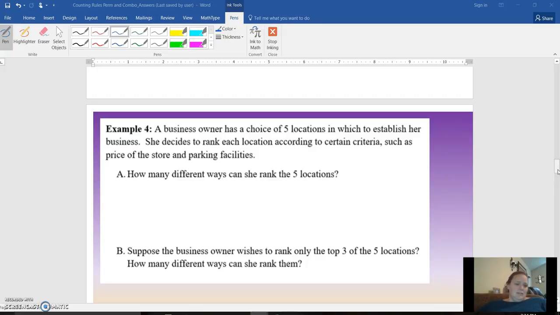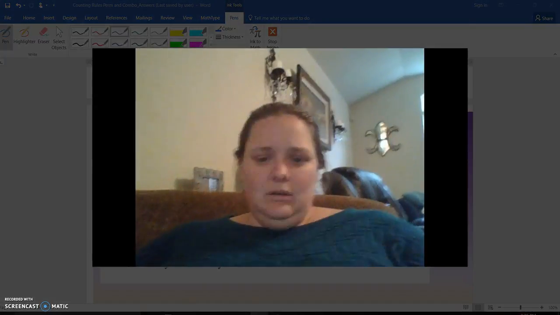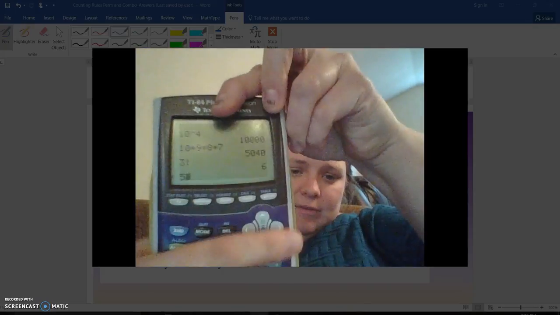The business owner has 6 choices of locations to do her business, and she ranks each one by price, parking, and so on. How many different ways can she rank the 5 locations? All right, so for her first, she has 5 choices to pick from, and then she's picked that one. So then she has 4 choices to pick from, then she's picked. So now she only has 3 left, and 2 left, and 1 left. That's the same as saying 5 factorial.